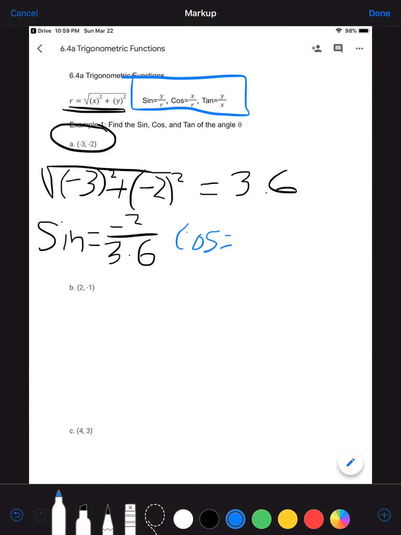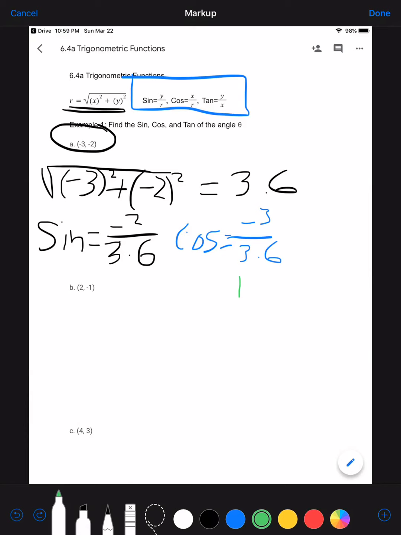Next we're going to do cosine. Cosine is equal to x over radius. So again, going back to our numbers, x is -3 over 3.6. And then lastly, we're going to do tangent.